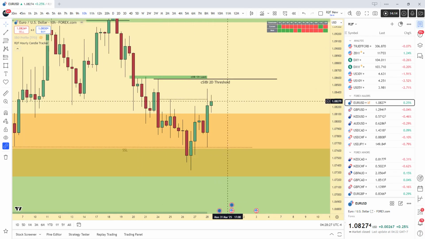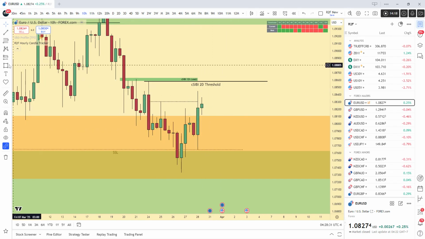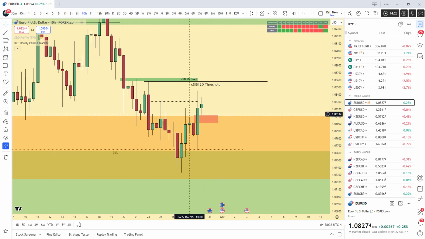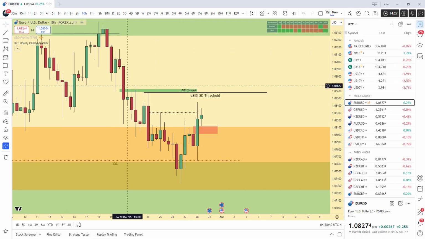Yeah, equal highs. Take a long to there. Sounds good. Come into this gap maybe first. And then boom. Okay. Equal highs. Very nice. Something like that.